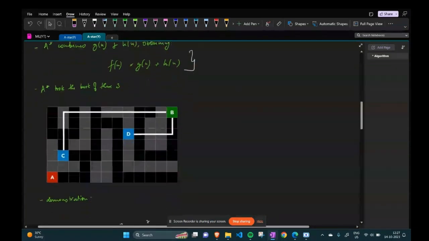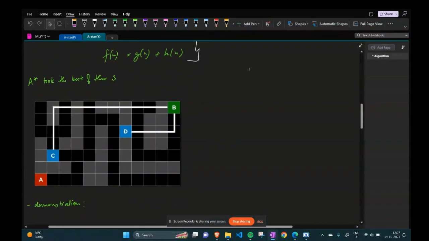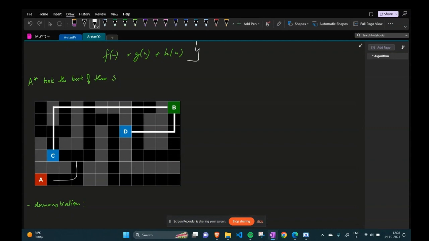So now let's say we are in a maze, we have a maze problem here. What A star will do is, given a dilemma between two paths to take, it will move in the direction of the goal.